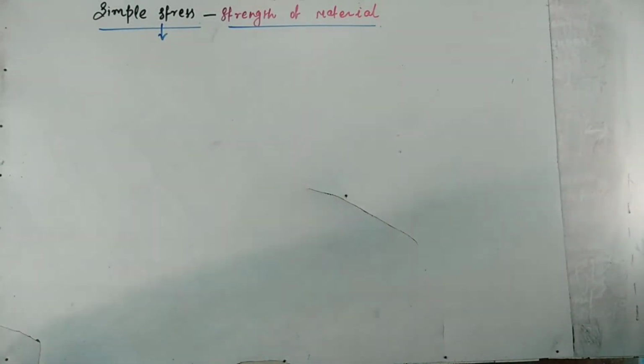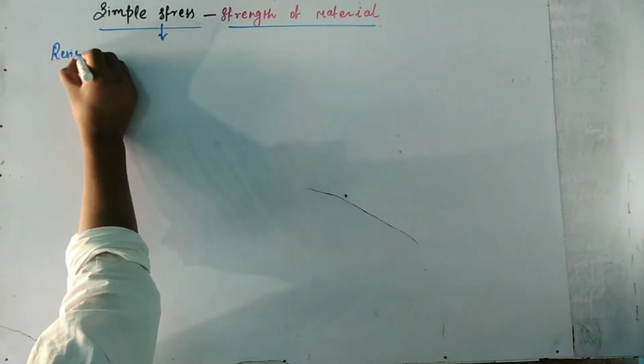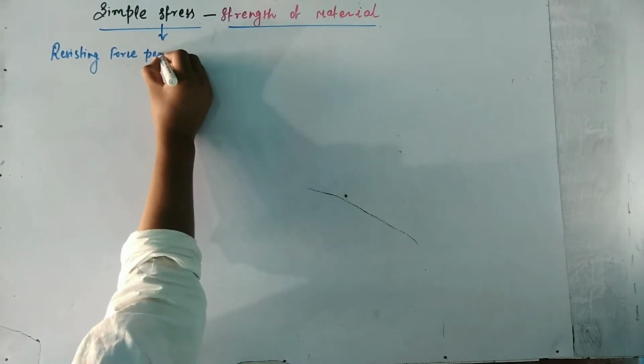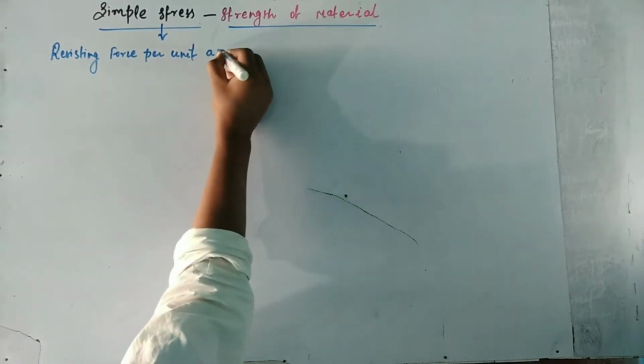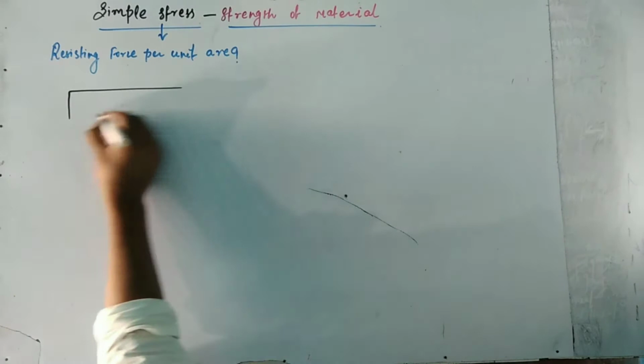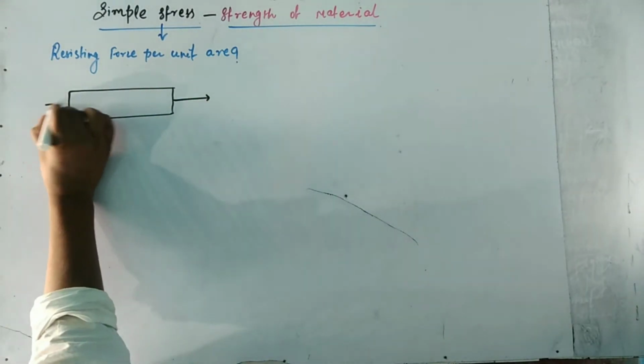What is simple stress or a stress? We can say stress is the resisting force per unit area. A stress is resisting force per unit area. That is called a stress or simple stress. Now we will study in detail about stress.